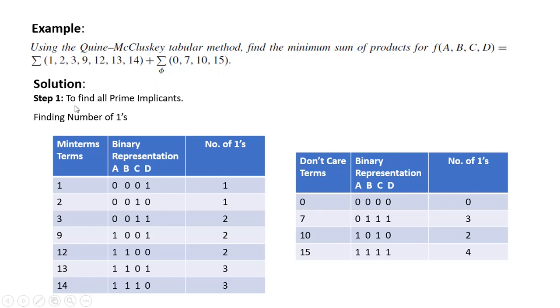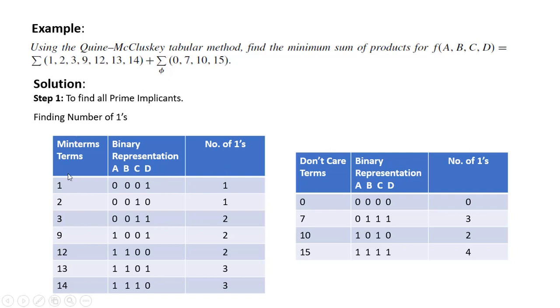So our first step is to find the prime implicants. To find the prime implicants, first of all we have to list all the minterms and all the don't care terms, then their binary representation, and we have to find one more column to find the number of ones. So first thing is to find the number of ones. While forming these groups of ones, we have to consider don't cares also. At this stage we have to consider don't cares also.